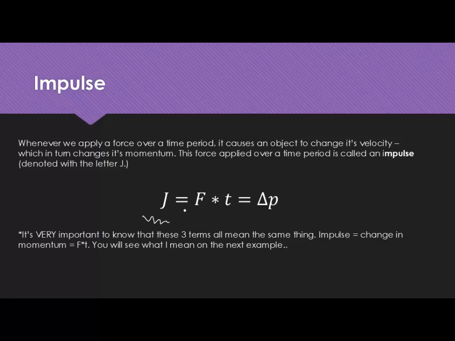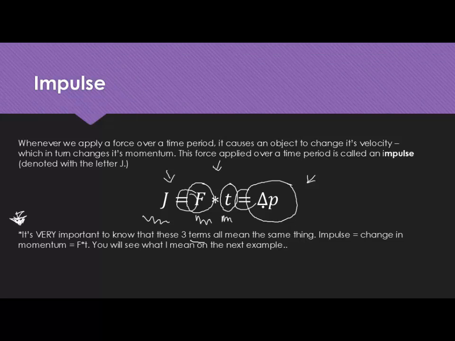Impulse is equal to a force applied over a time interval, right? So if I apply a force to something over a certain amount of time, I will change that object's momentum. And it's really super important to understand, this is kind of tricky for some students at the beginning of this unit, but these three terms all mean the same thing. I can say impulse, or I can say change in momentum, or I can say force times time, right? That's what this equal sign means, that each one of these things can mean the same value.